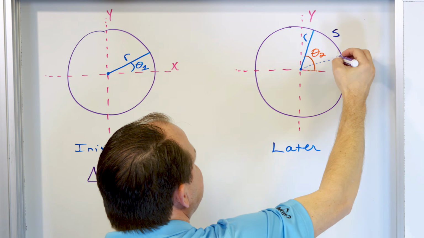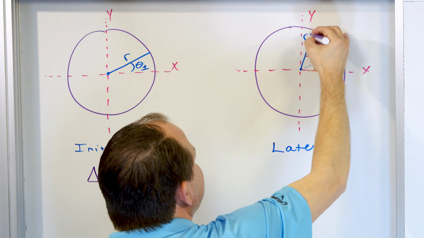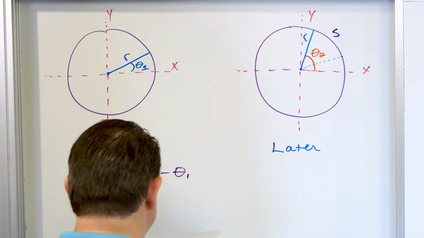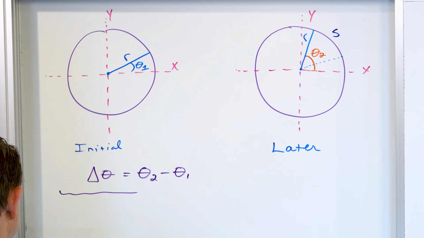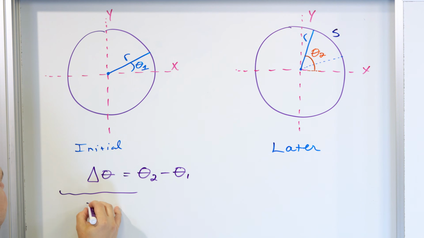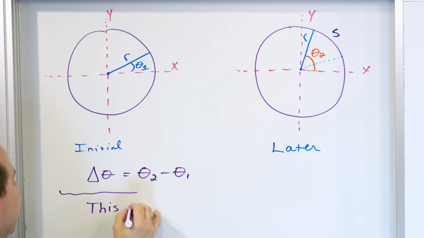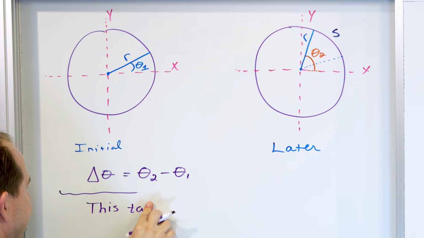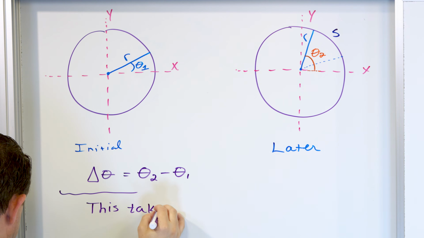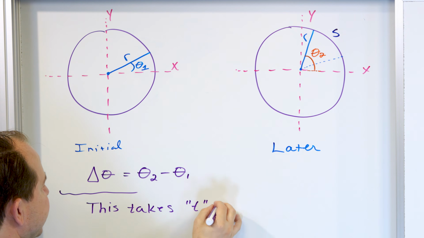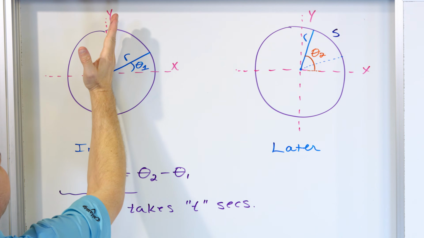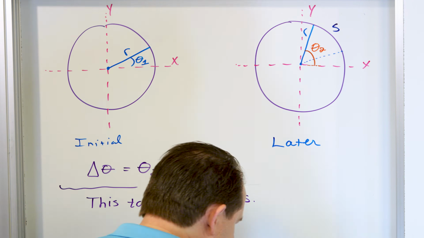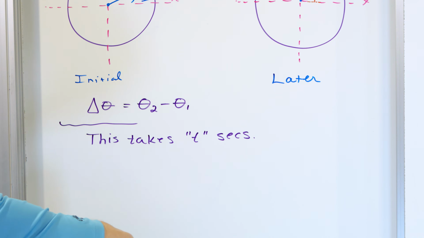When we subtract these two things, we get the delta angle that is swept out from the starting position to the final position. All right, and that's what it is. It's just a subtraction. So let's just say that this sweeping out of this angle takes t seconds. Let's say that we sweep out from position 1 to position 2 in however many seconds it takes. We call it t seconds.